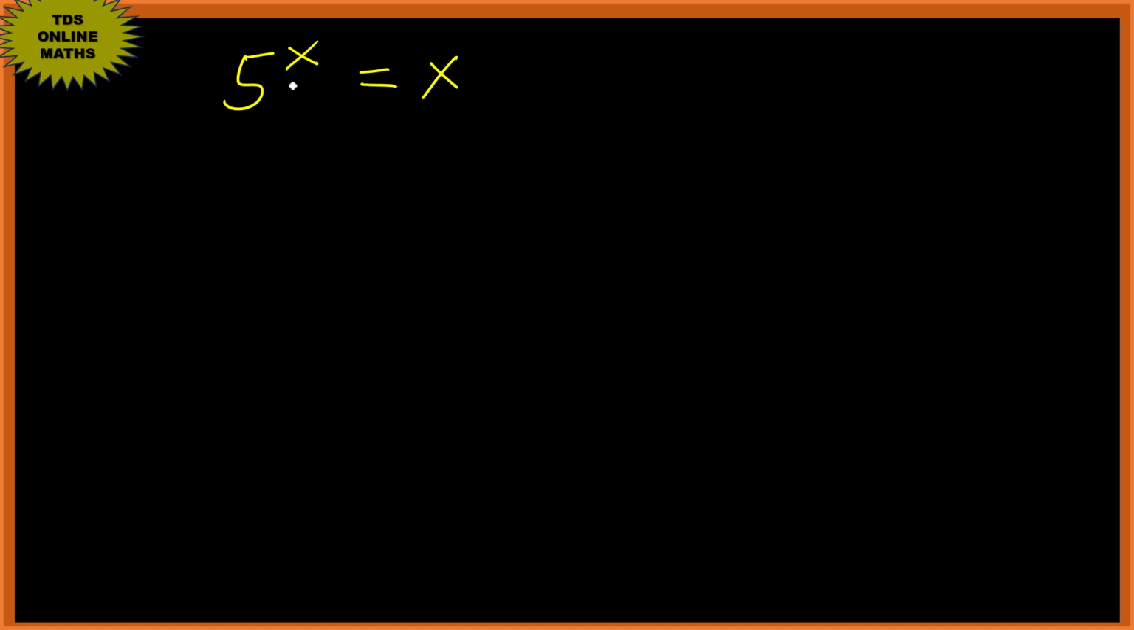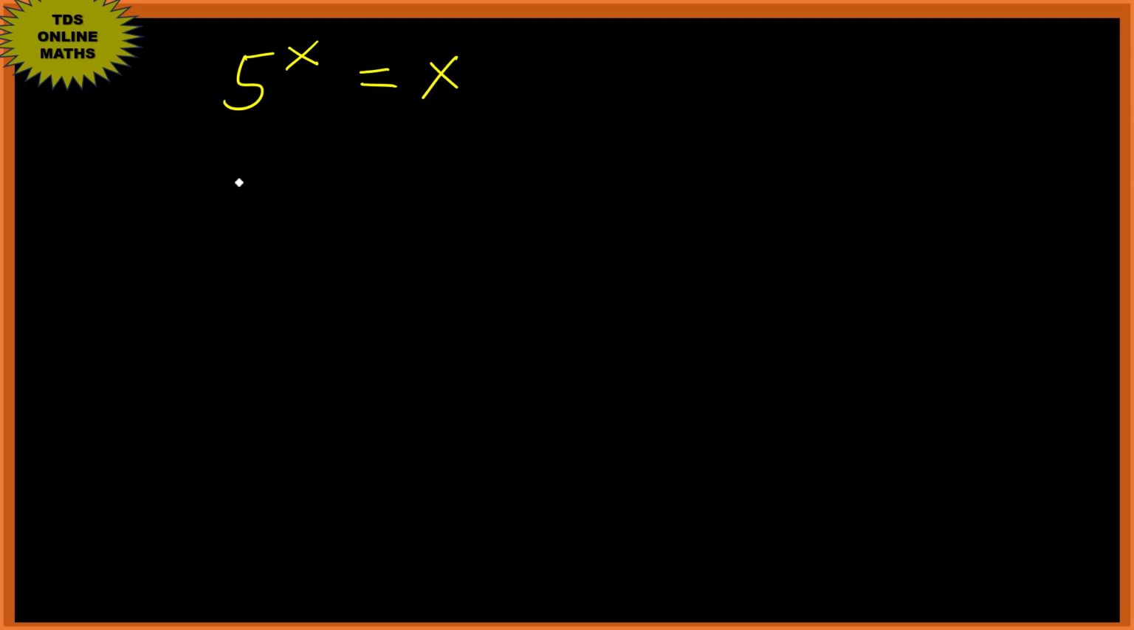Alright, let's solve this question together. We are given 5 raised to x equals x. Now the first thing to do here is to bring this power down. We have x here, we have 1 there. So let's bring this one down.